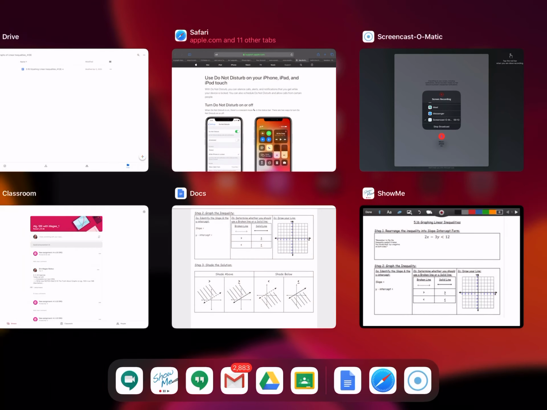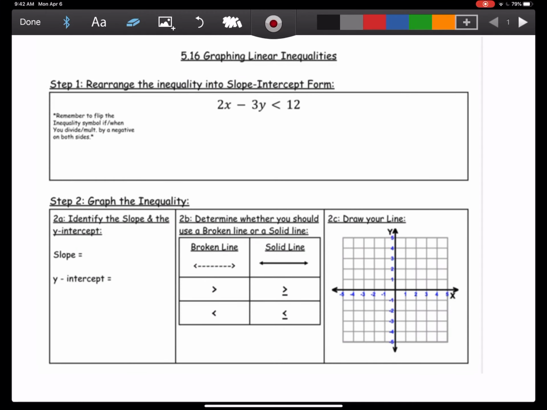Okay, so we are taking notes on 5.16, graphing linear inequalities, and this is just like graphing linear equations with a few extra steps. So, step 1 says rearrange the inequality into slope-intercept form. So we're good at this. So focus on what slope-intercept form looks like. And then notice where the y is in the equation.